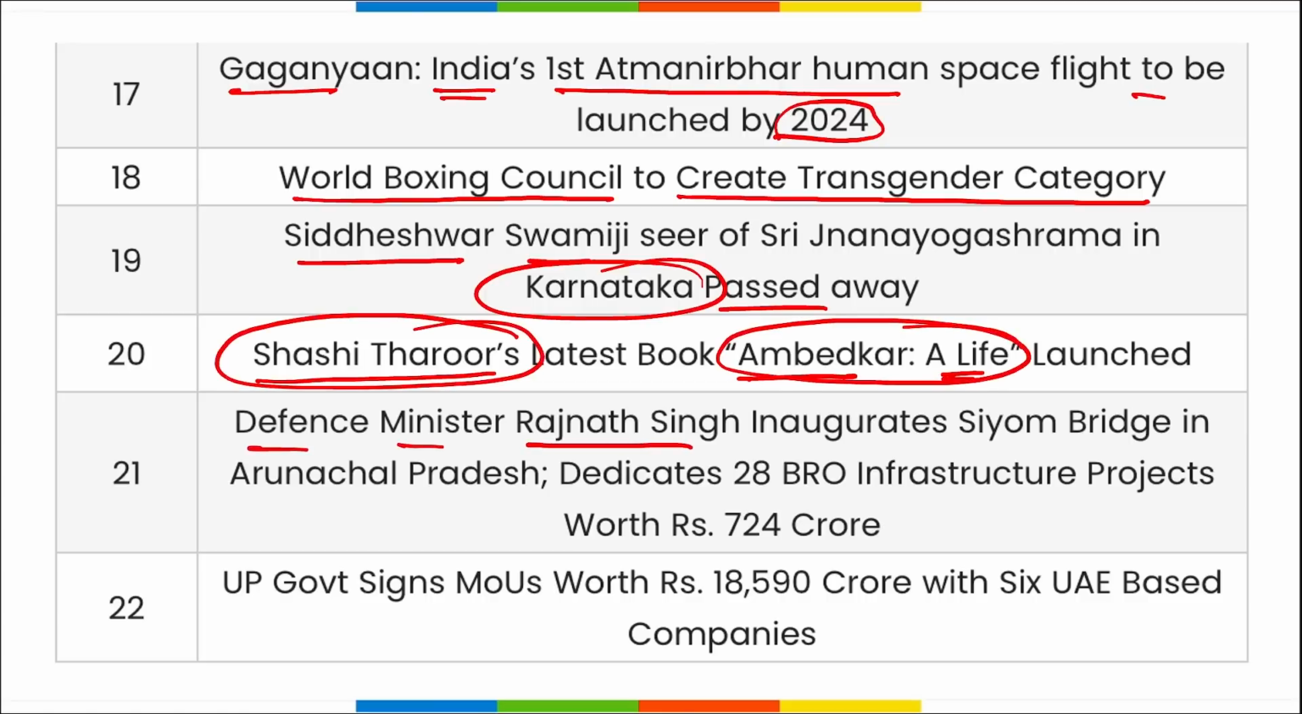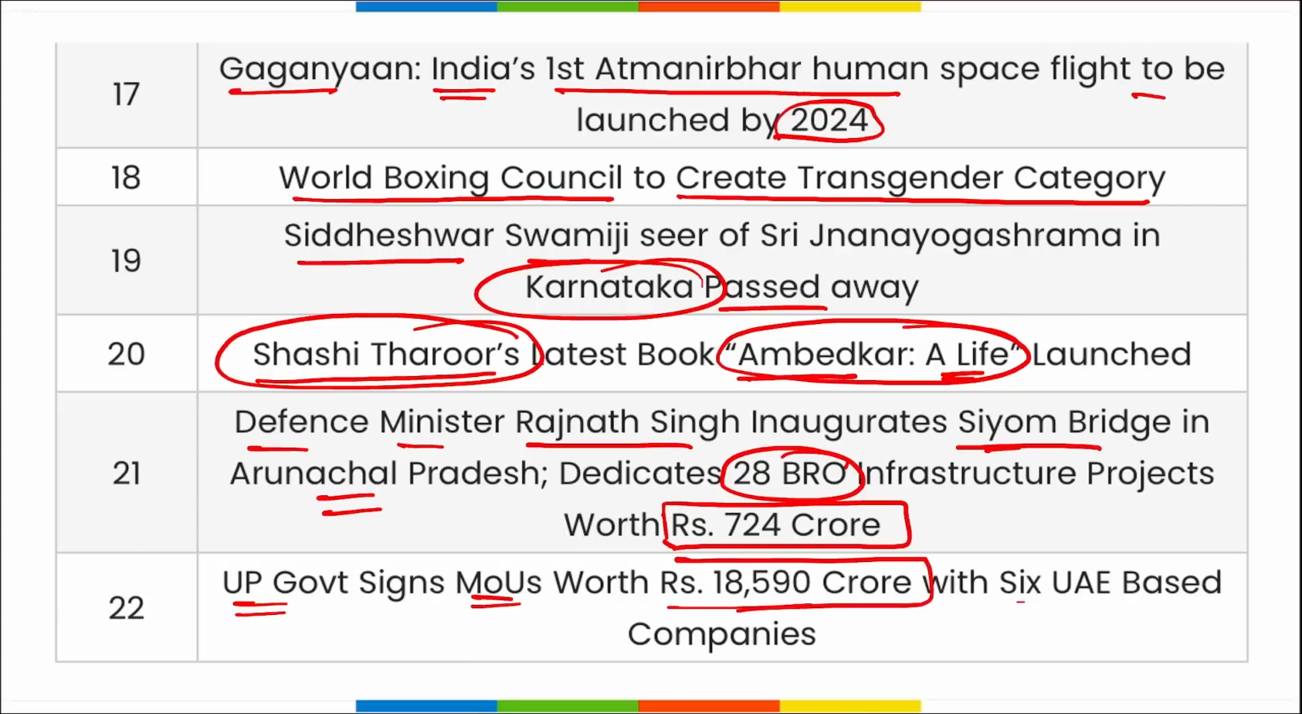Defense Minister Rajnath Singh has inaugurated Siom Bridge in Arunachal Pradesh and dedicated another 28 BRO infrastructure projects worth 724 crore rupees. UP government has signed MOUs worth 18,590 crore rupees with 6 UAE-based companies. Alright, so that's all for the day, friends.